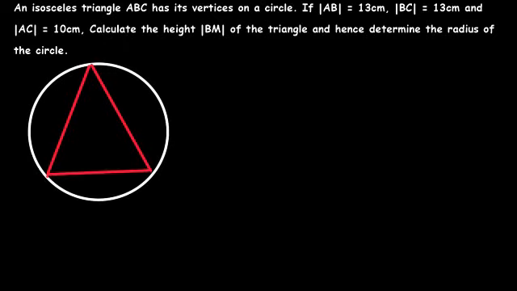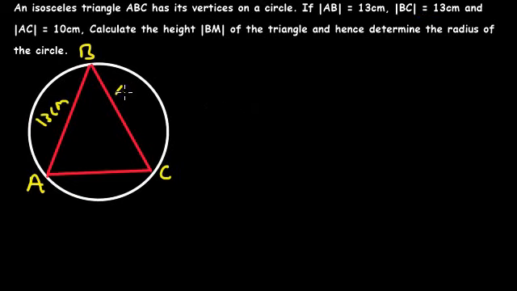Perfect. So right now, this is our triangle. So now let's label our triangle. Let this be A, this is B, and this is C. According to the question, AB is 13 centimeters, which means this line is 13 centimeters. Perfect. Also, BC is 13 centimeters.